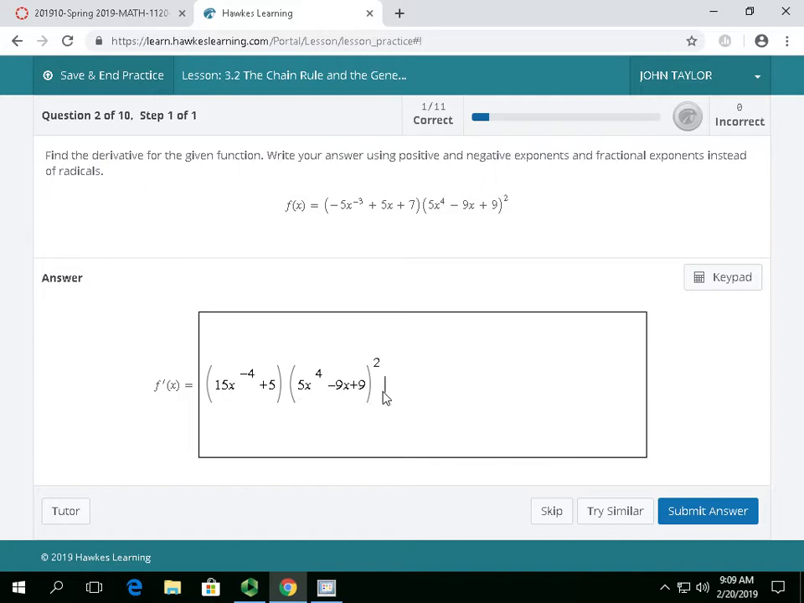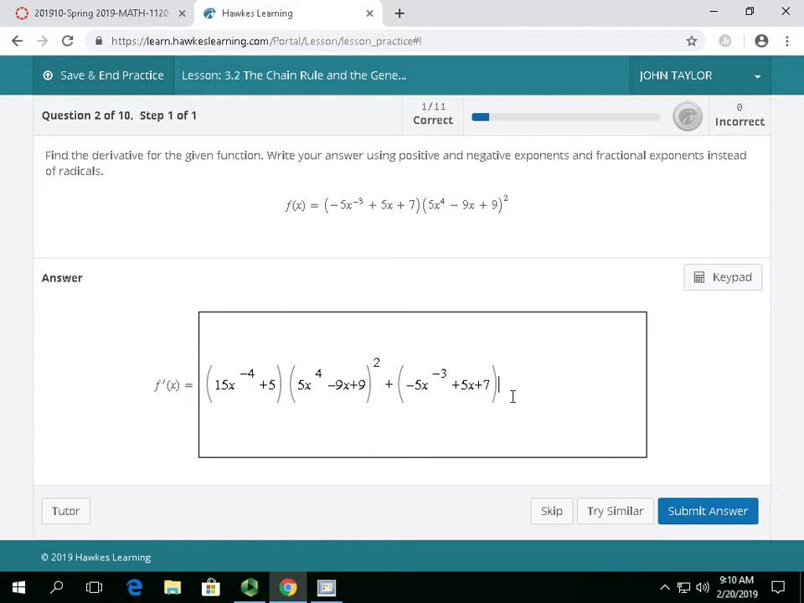Now, it's the derivative of the first times the second plus, parentheses, the first, just recopy it, negative 5x to the negative 3, over arrow. Don't forget to do that so you get your next term. Plus 5x plus 7, right? Derivative of the first times the second plus the first. Now here we go, times the derivative of the second.